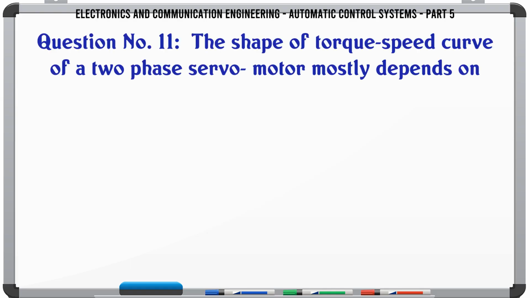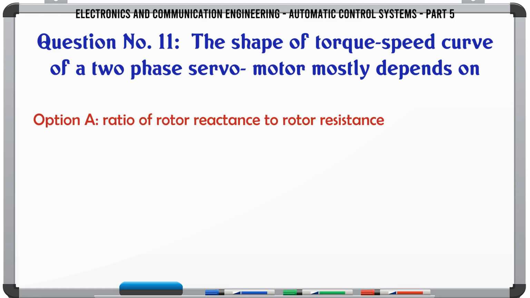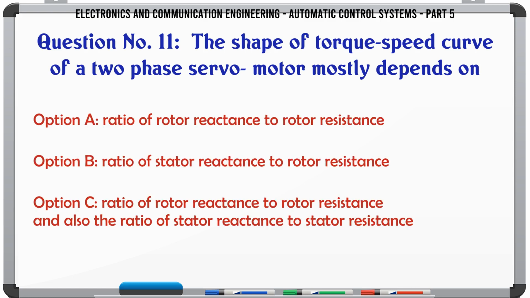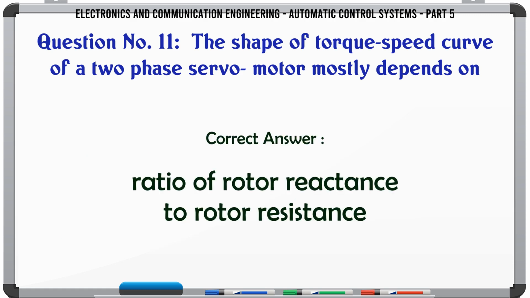The shape of torque speed curve of a two-phase servo motor mostly depends on A. Ratio of rotor reactance to rotor resistance, B. Ratio of stator reactance to rotor resistance, C. Ratio of rotor reactance to rotor resistance and also the ratio of stator reactance to stator resistance, D. Magnitude of stator voltages. The correct answer is ratio of rotor reactance to rotor resistance.